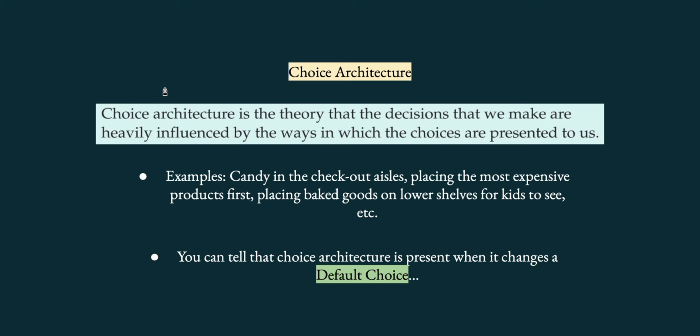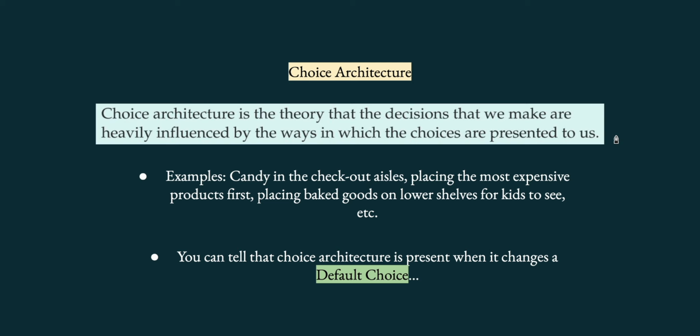Okay, but now we're going to be looking at something called choice architecture, which is something that behavioral economists study to help decide how to structure products that are sold in an economy. So choice architecture here is the theory that the decisions that we make are heavily influenced by the ways in which the choices are presented to us. For example, a bunch of the examples of the cognitive biases help shape choice architecture. And just to be clear, choice architecture is mostly physical.